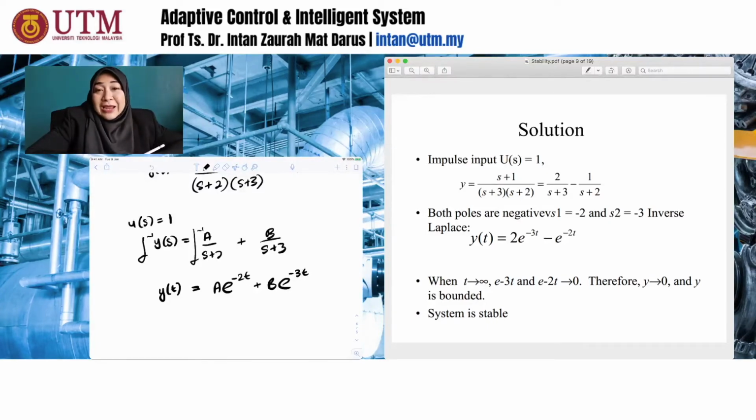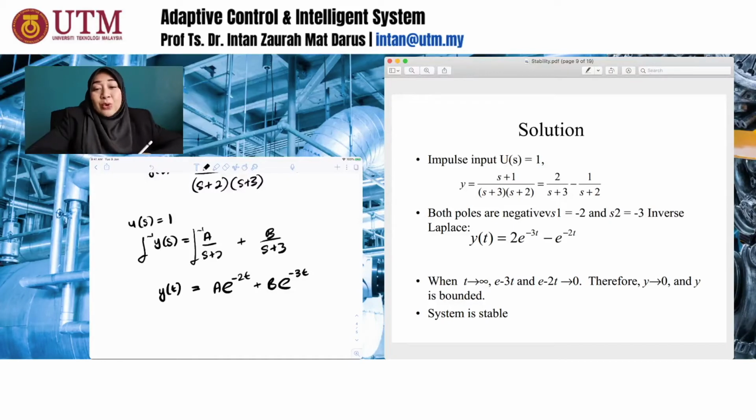That negative exponential will give you a stable system. If I plot the response from time t equals 0 until t equals infinity, your y will approach 0, and your response is said to be a bounded response. So in this case, it's a bounded response with a bounded input. This means the system is stable.